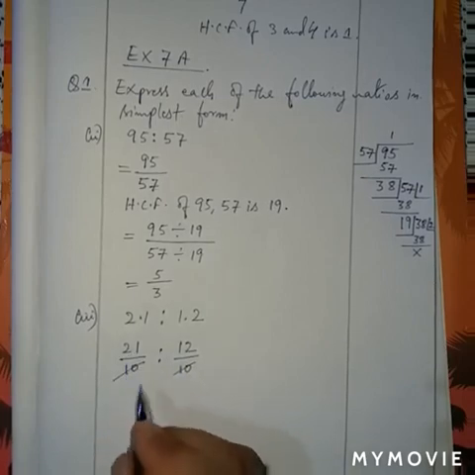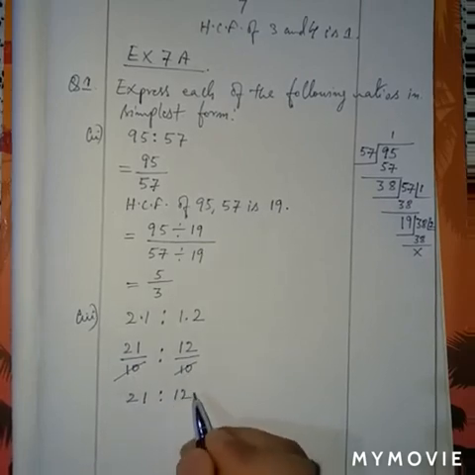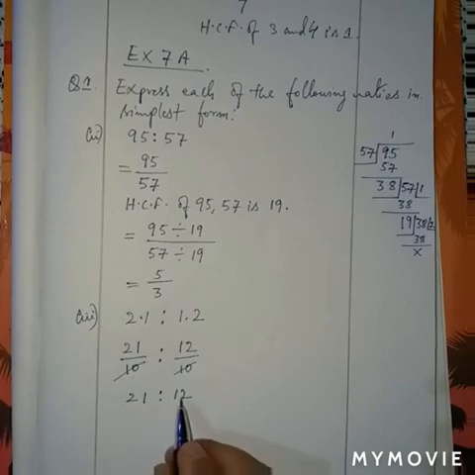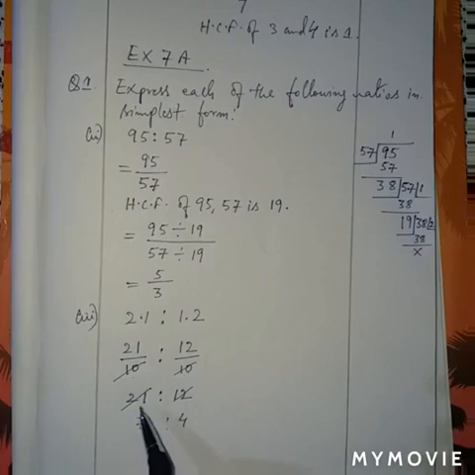And what is remaining here? 21 and 12. This also we can cancel by its HCF. What is the HCF of 21 and 12? 3. 3 7s are 21 and 3 4s are 12. Okay, simply you can find a factor and you can cancel also. Like 3 is the factor of both the number. 3 7s are 21, 3 4s are 12. So this is the simplest form.